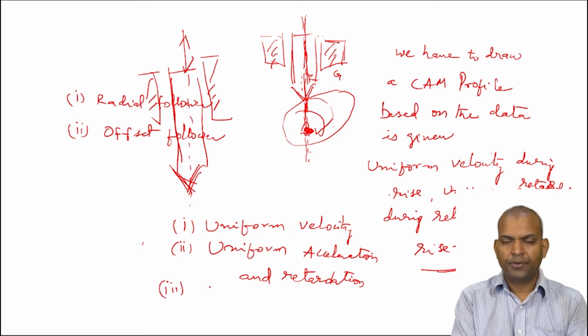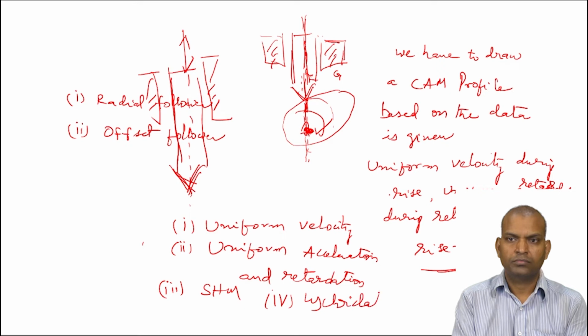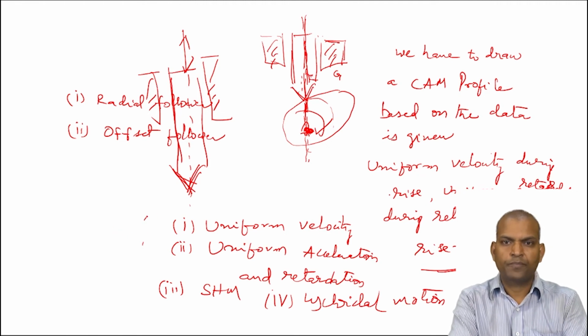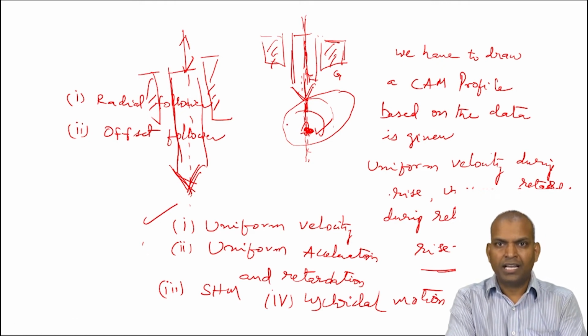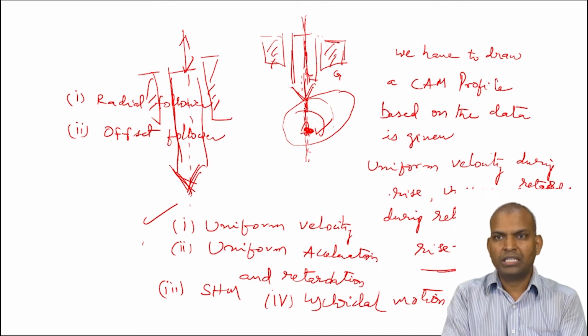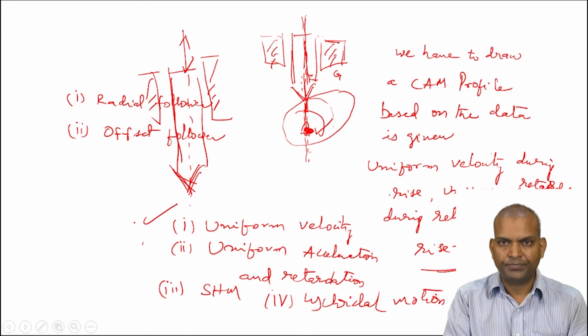And third category is simple harmonic motion. And fourth category is cycloidal motion. These are the four types of motions the follower can move or displace. Under another category, if the line of motion of the follower is in touch with the center of the cam, then it becomes a radial cam, otherwise an offset cam.